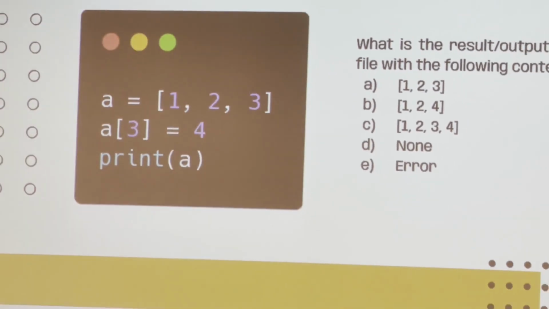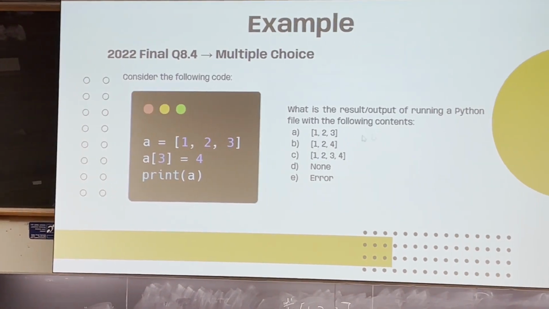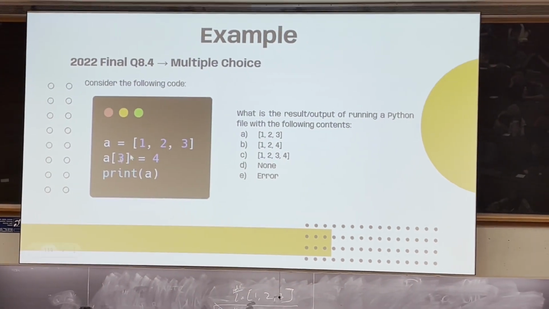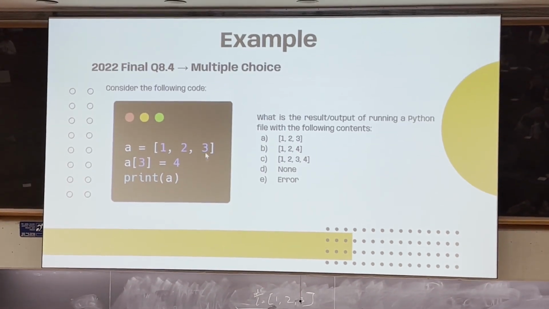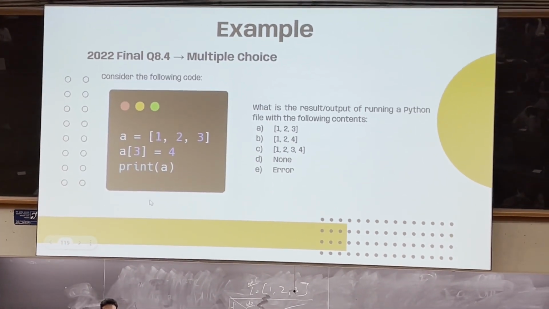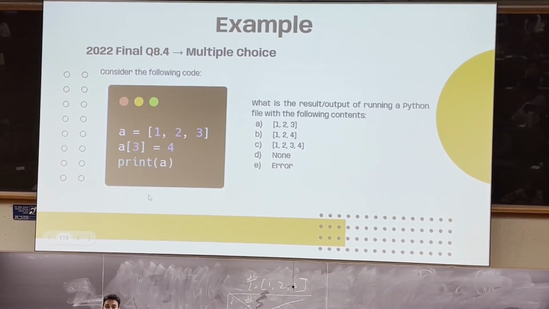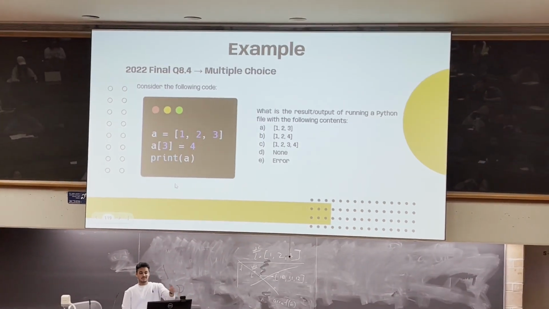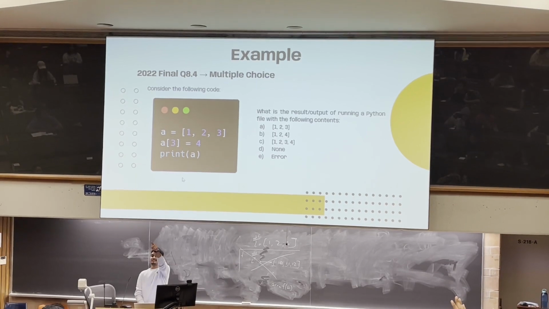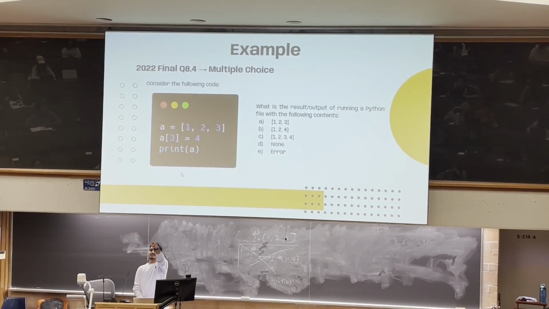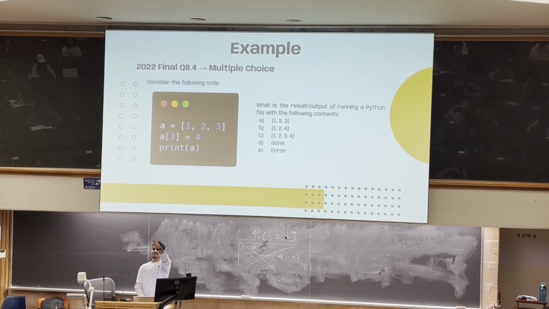Same business. What is the result of running the Python file with the following contents? Here you have A equals 1, 2, 3. A at third index is equal to 4. Now print the array. What is the output? Yes. Error. Okay. Anyone else? Error. Okay. Got it. Same. Okay. Anyone else?